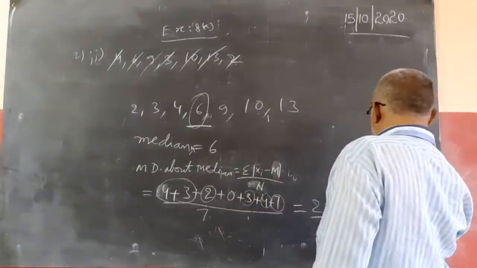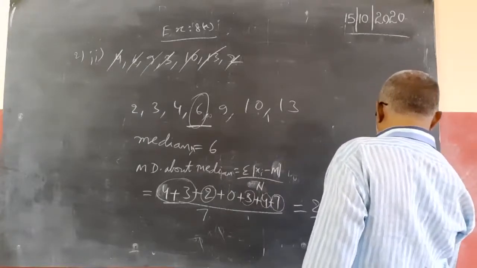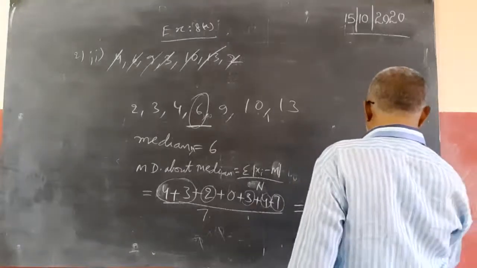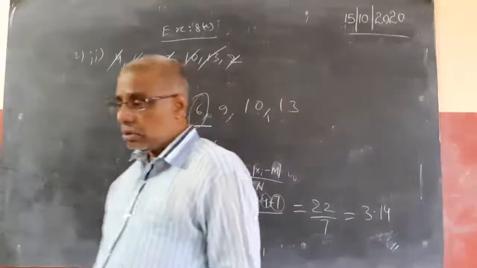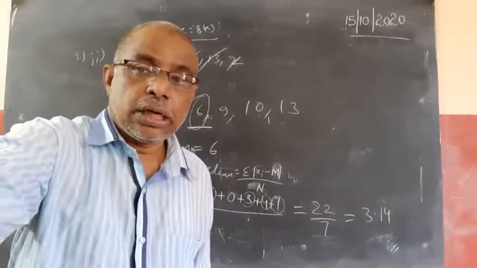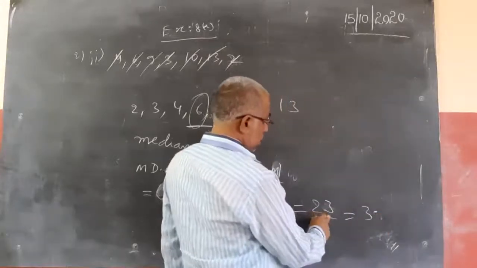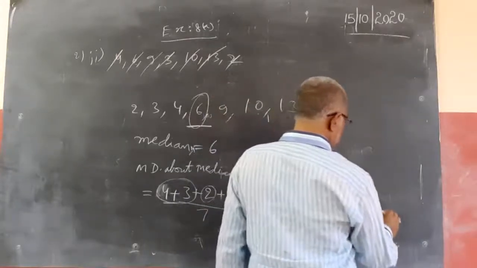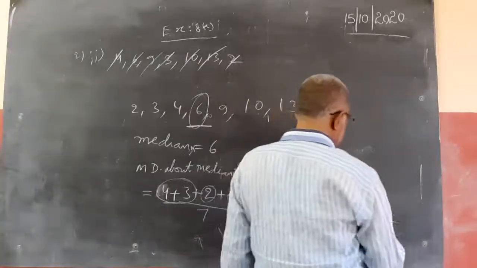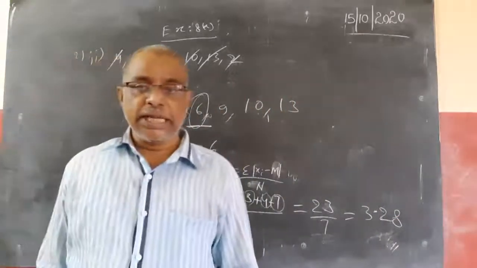So this is 22 by 7. 7 3s are 21, left out is 1. So we get 3 point 1 4, and this is the mean deviation about the median.